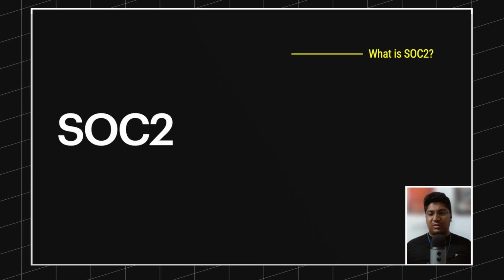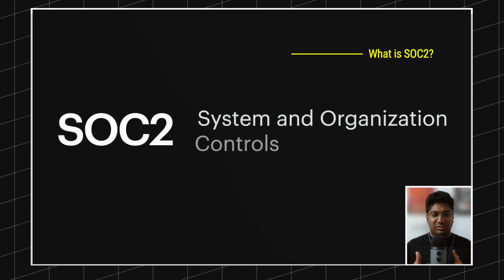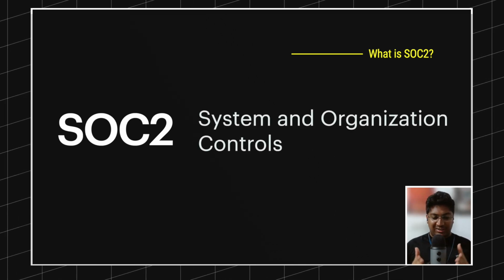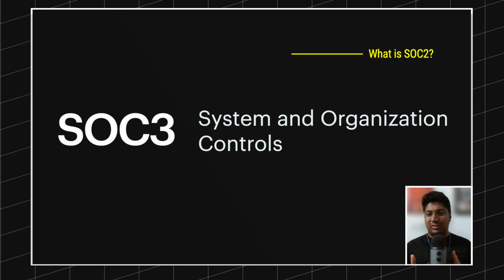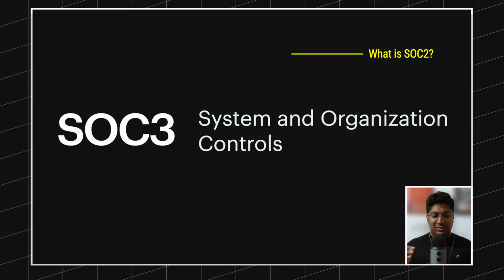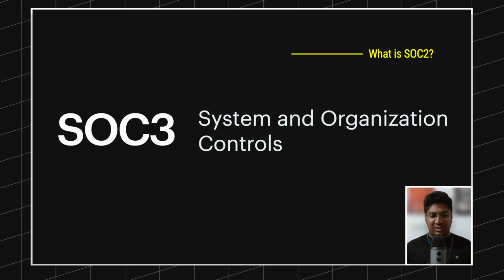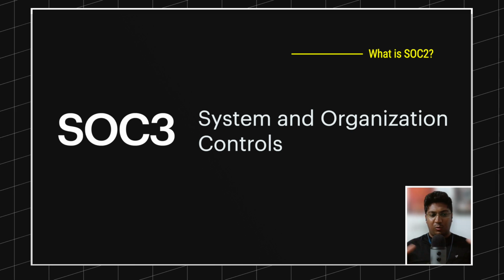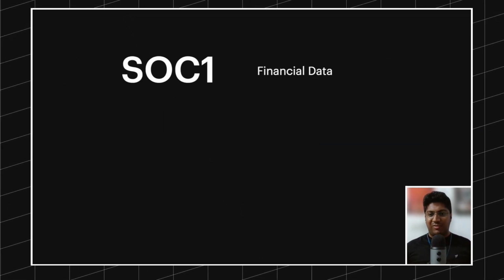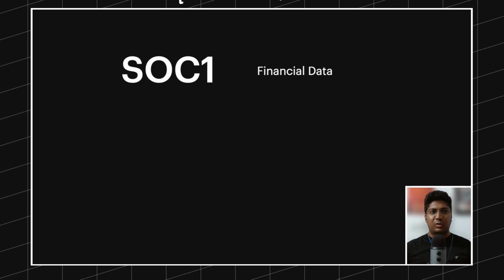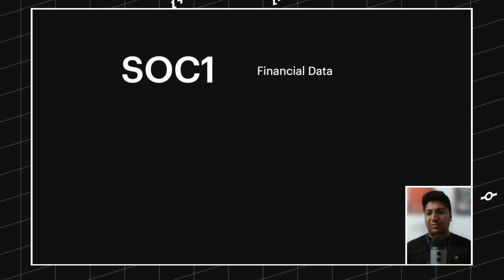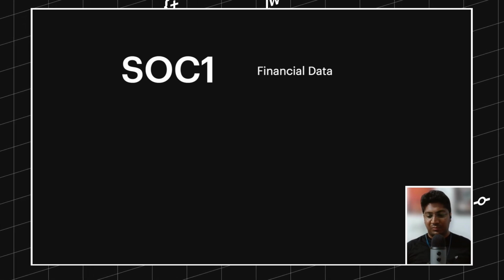SOC 2 is an acronym for System and Organization Controls. Fun fact, there is SOC 1 and SOC 3 as well. I will tell you briefly what SOC 1 and SOC 3 are so you get an idea of the whole compliance industry there. So SOC 1 focuses on financial data. It's useful for companies that make software that deal with revenue.